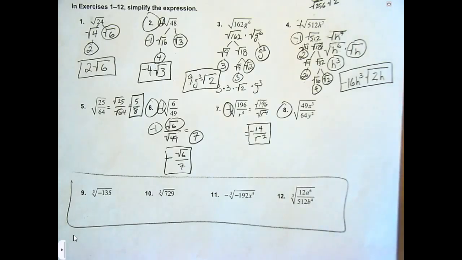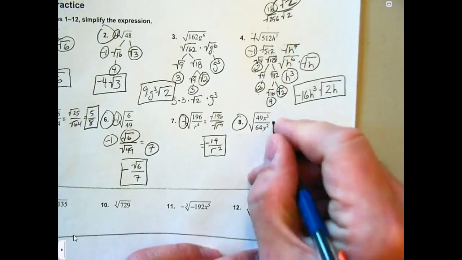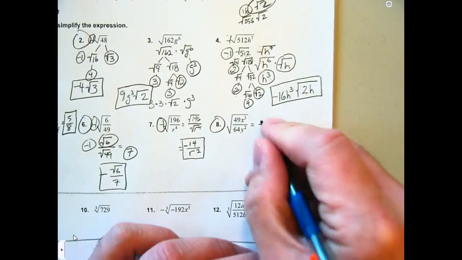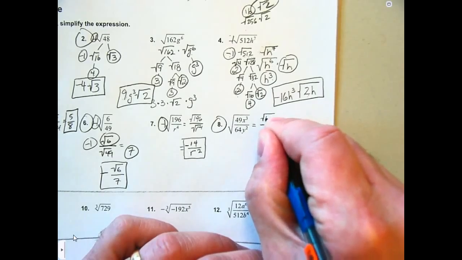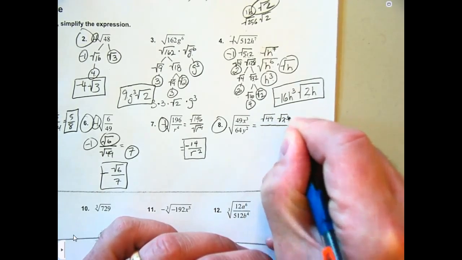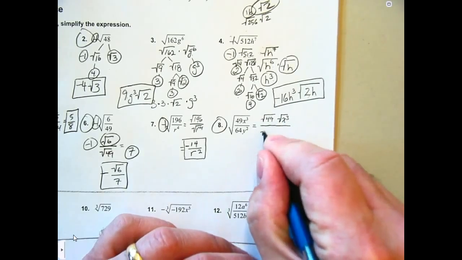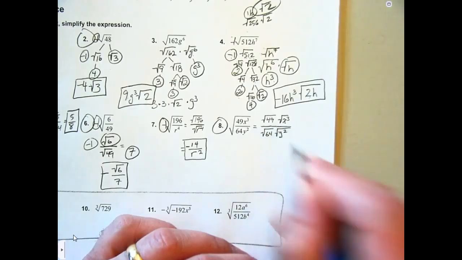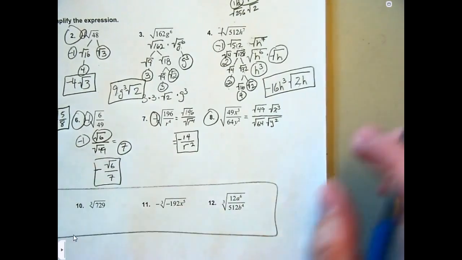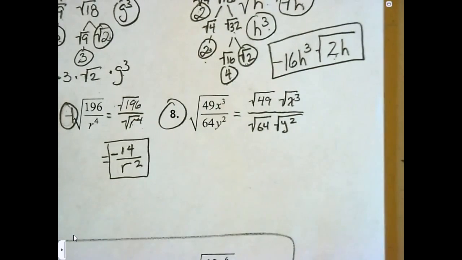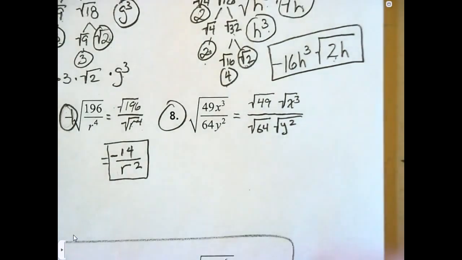Really, with fractions, what you're trying to do is break it apart first. So on number 8, we'd break apart the 49 and the x cubed on top, and we put it under its own radical. And then on the bottom, we would have a 64 and a y squared. You're not allowed to have square roots in the bottom of a fraction. Okay? If you do, you have to do what's called rationalizing it, meaning getting the radical out of the denominator, out of the bottom of the fraction.